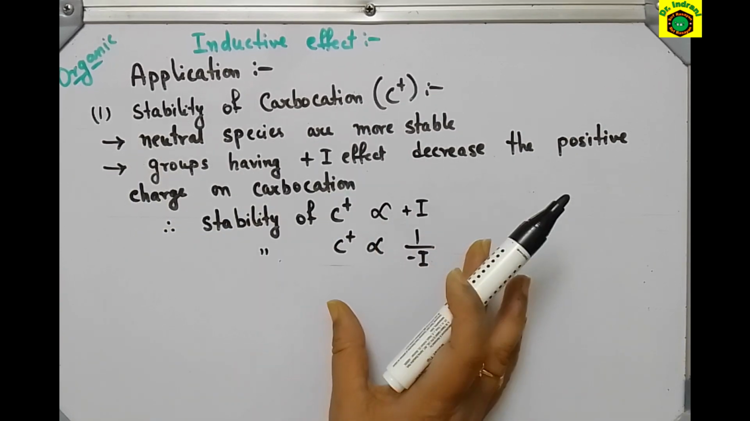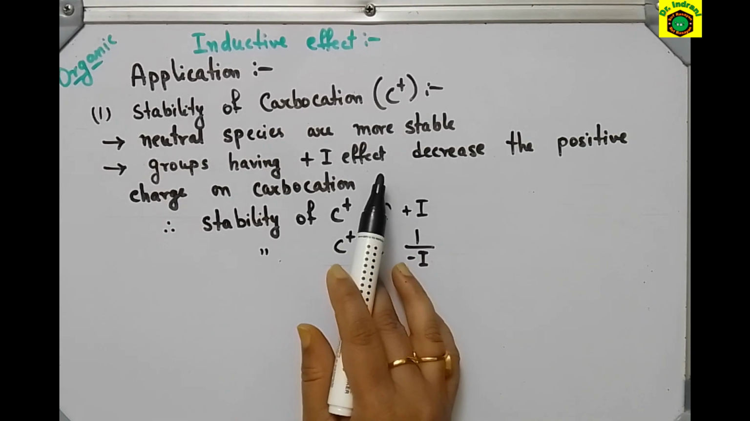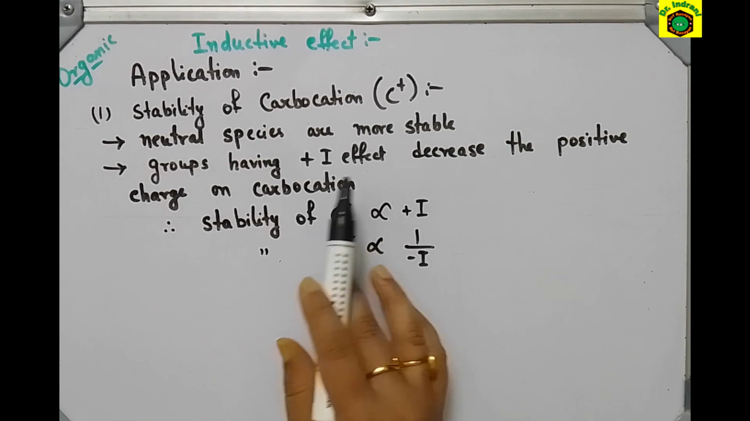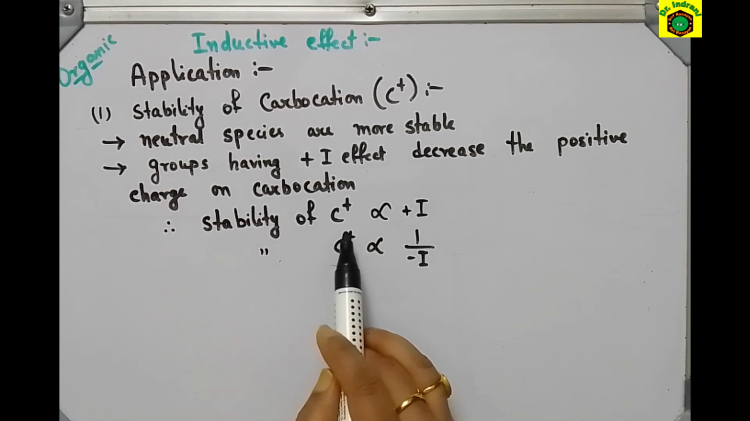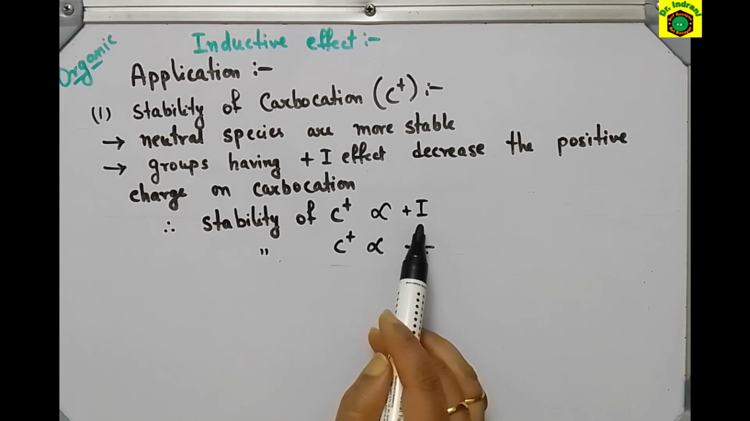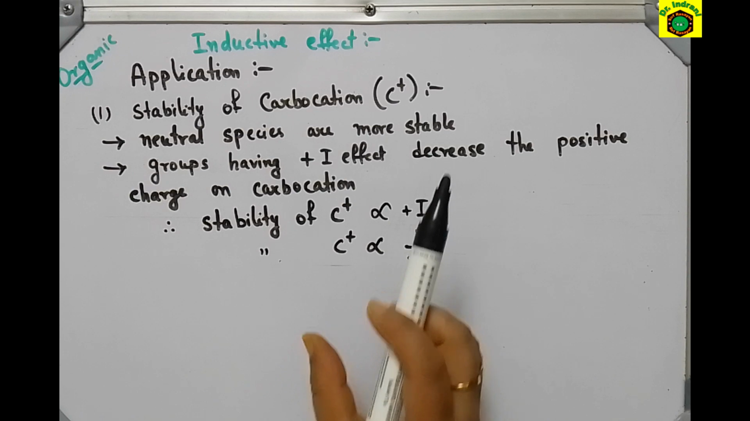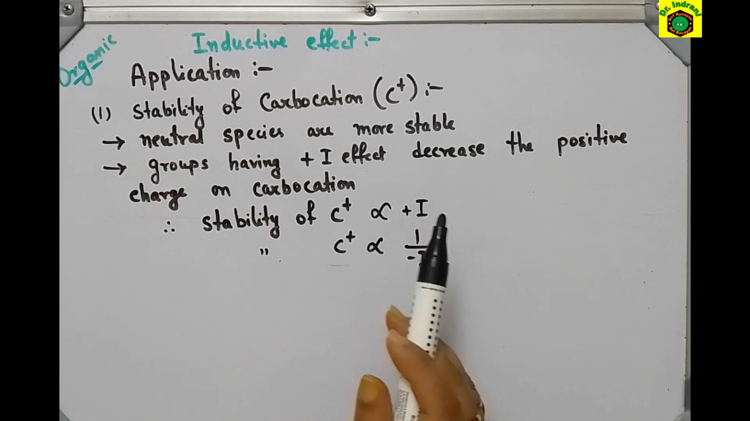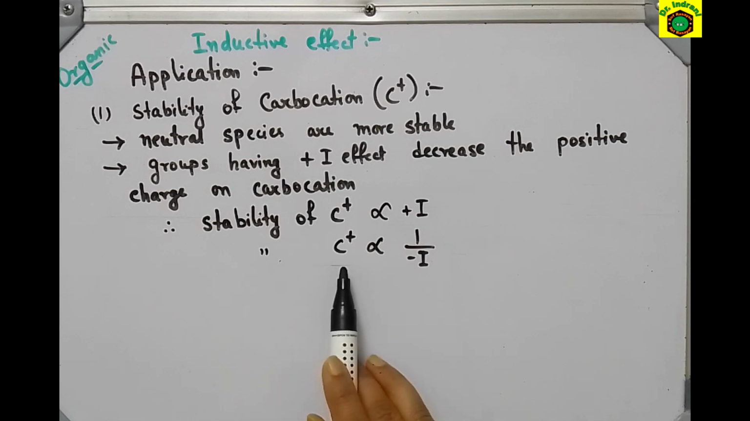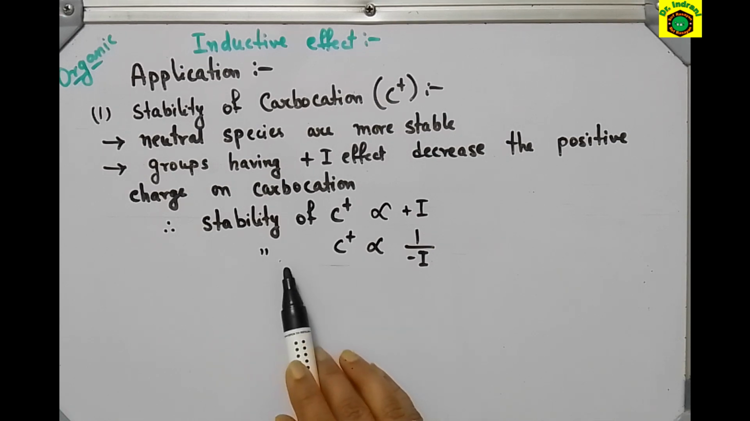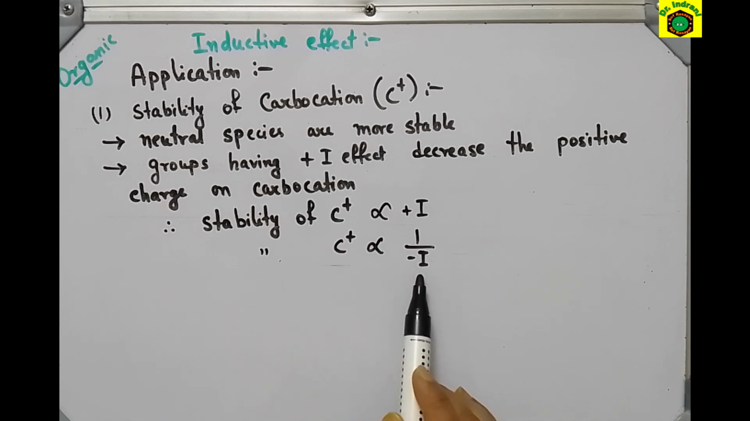We know neutral species are more stable. Groups having +I effect means electron releasing effect decrease the positive charge on carbocation. So we can say stability of carbocation is directly proportional to +I effect. And groups having -I effect means electron withdrawing effect increase the positive charge on carbocation. So stability of carbocation will decrease.